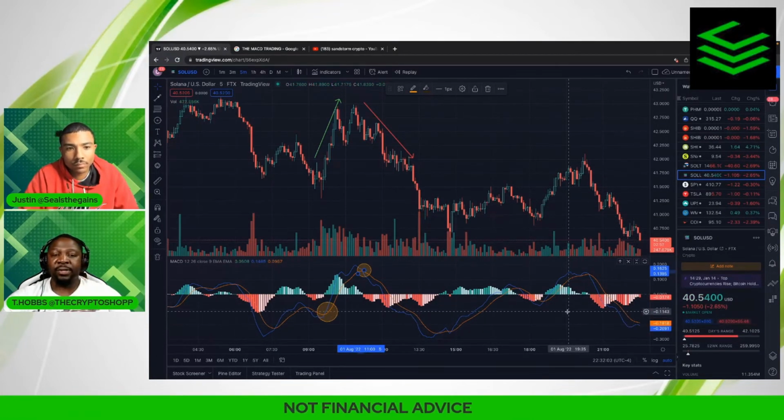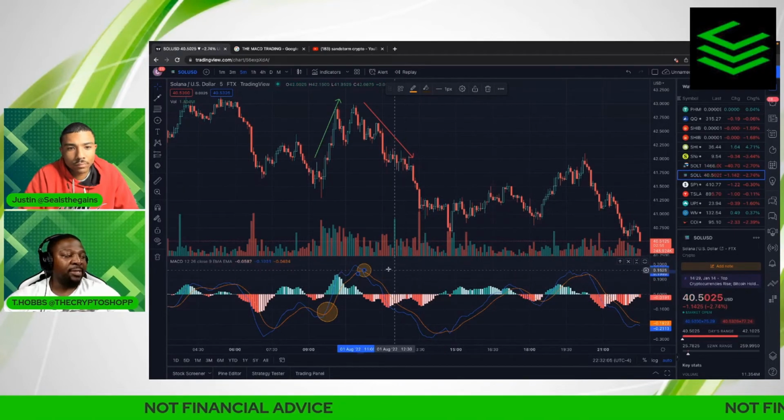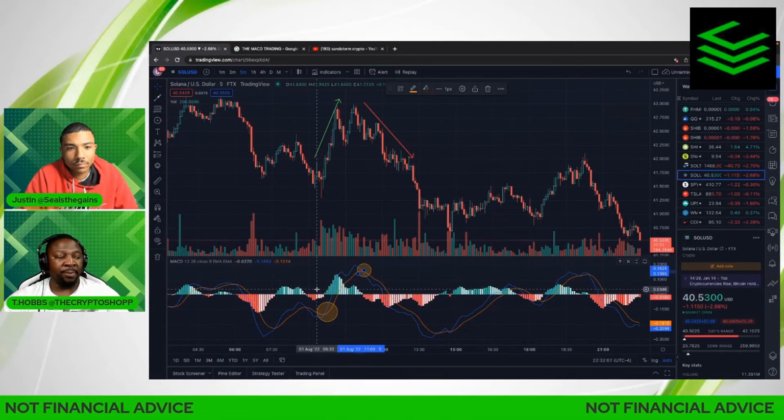Now, other things to note with the MACD is the volume profile that it represents here.